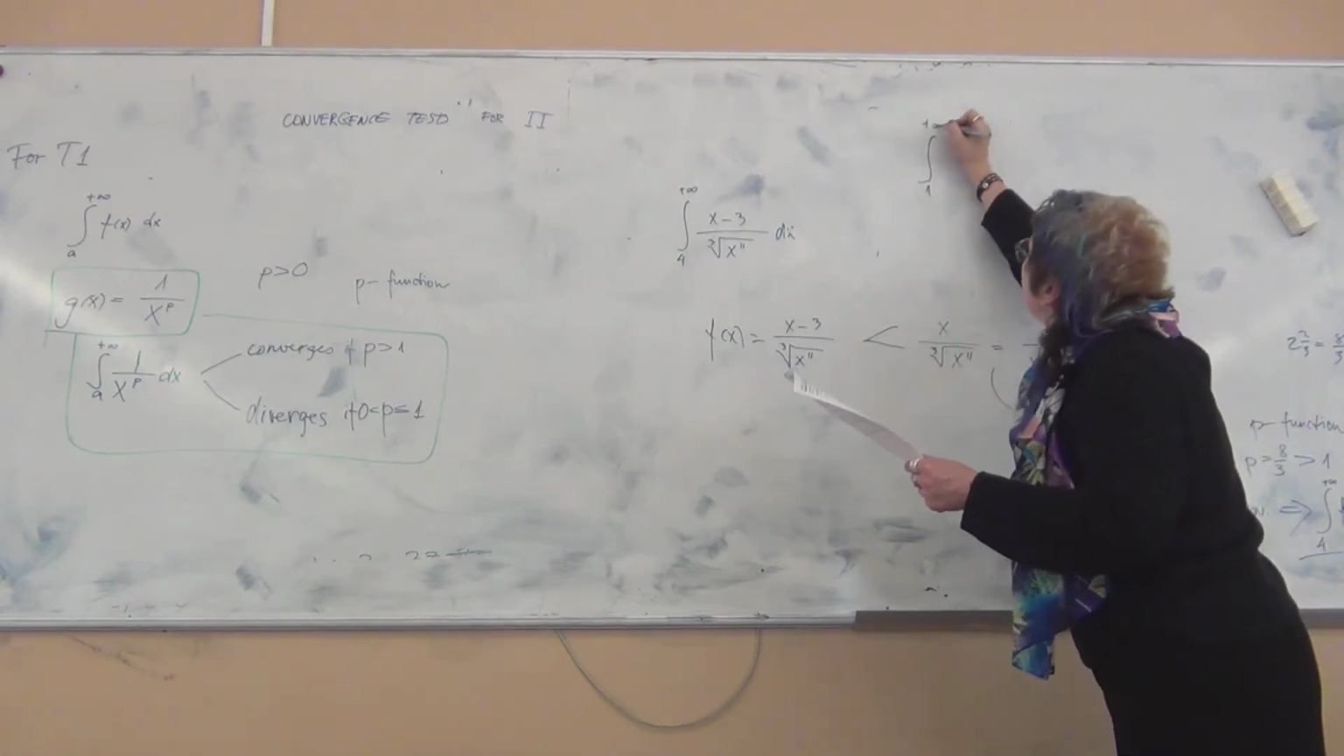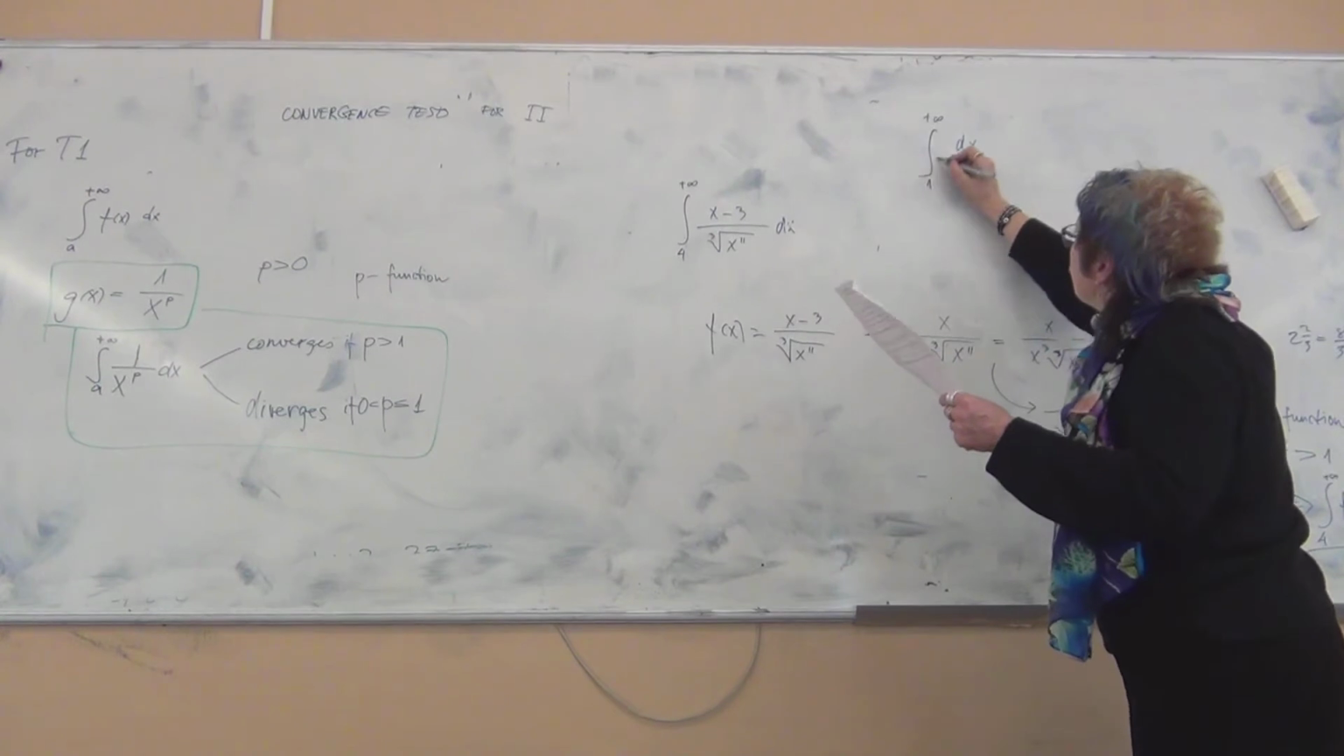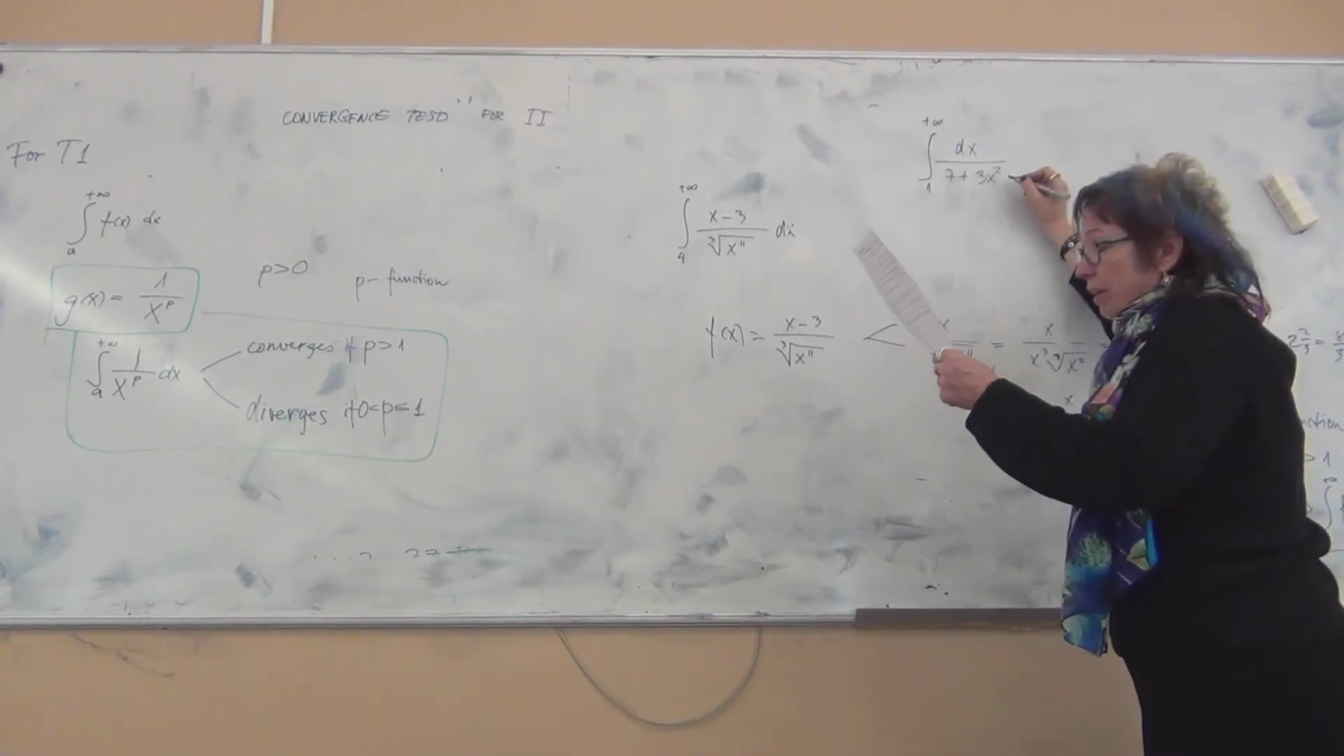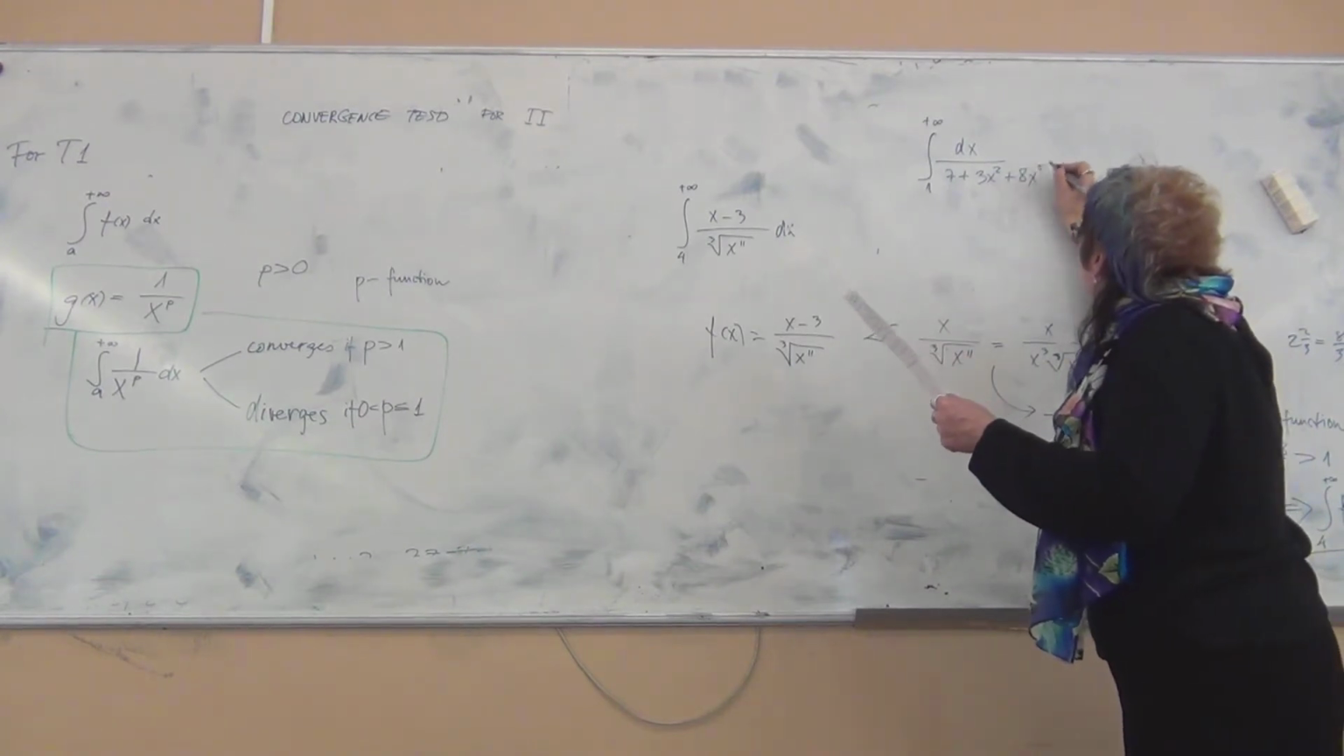Second example, from 1 to plus infinity, dx over 7 plus 3x squared plus 8x to the fifth.